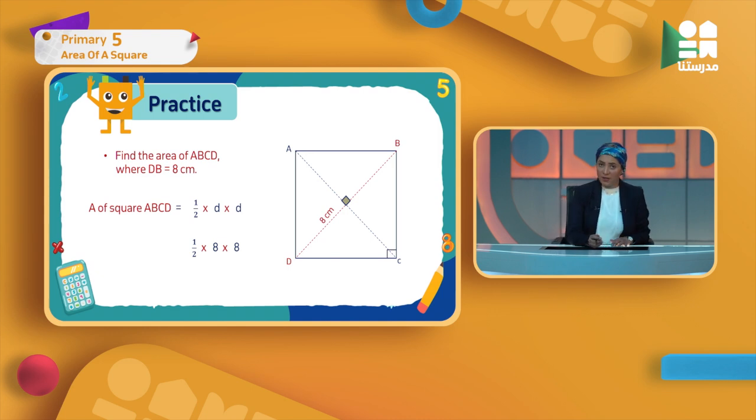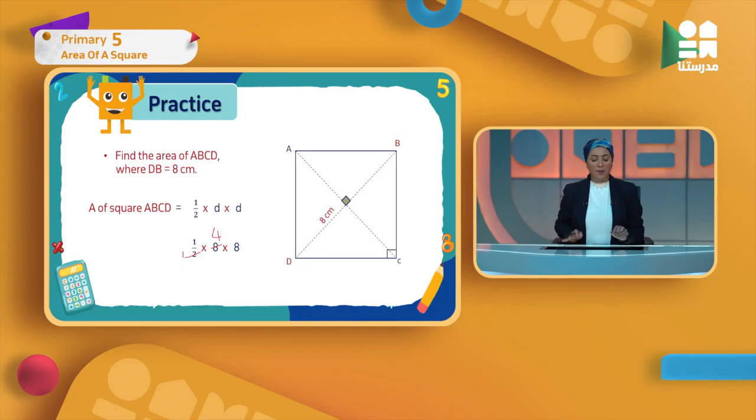I can simplify to make it easier for myself. هنا I can simplify the 8 with the 2. So 2 divided by 2 is 1 and 8 divided by 2 is 4. 1 over 1 is 1. خلاص. يبقى I have here now 4 times 8. 4 times 8 is of course 32. Then the answer will be 32 centimeters squared.